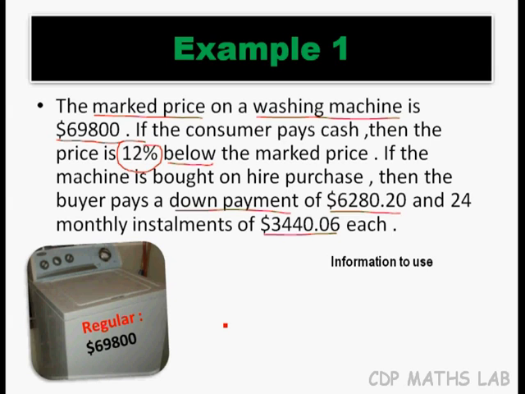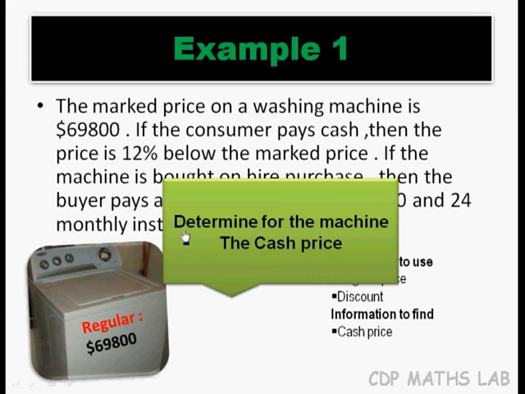Now, information to use. Let me tell you, I looked at most of your worksheets, and most of you had failed to follow this part of the example where you write information to use. So information to use is the regular price, which is 69,800, the discount, of course, which is the 12%, and then information to find. And what information are we going to find? We're going to find first the what? Cash price, because we want to know how much this person pays if he's not going to use hire purchase.